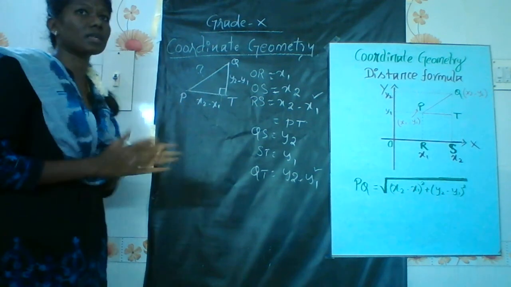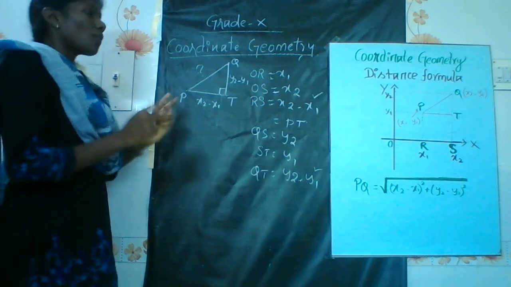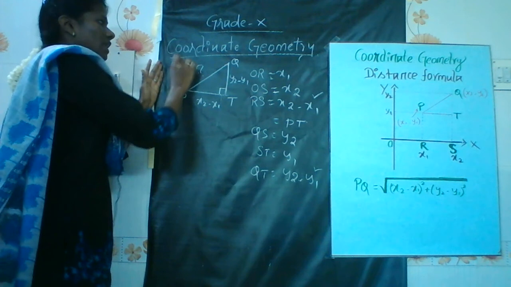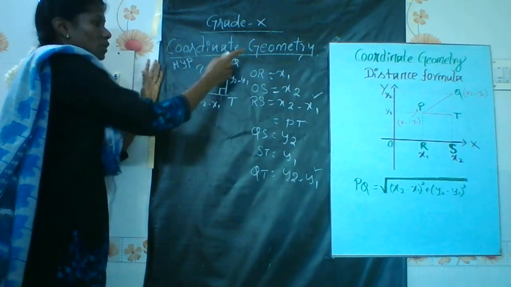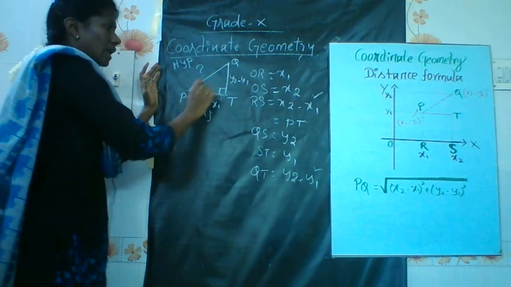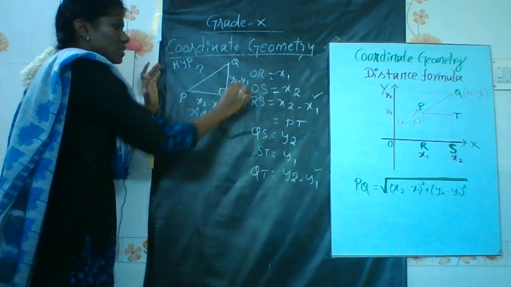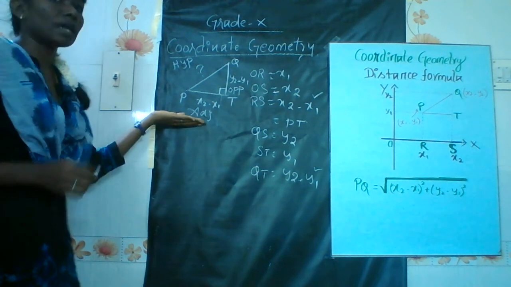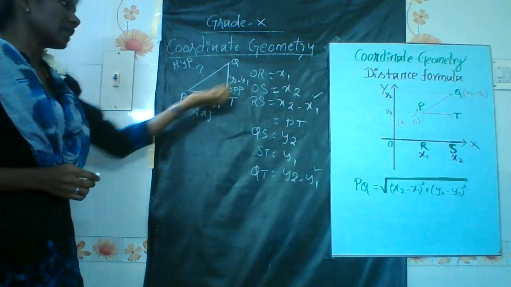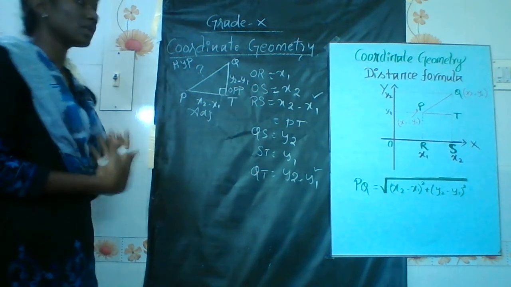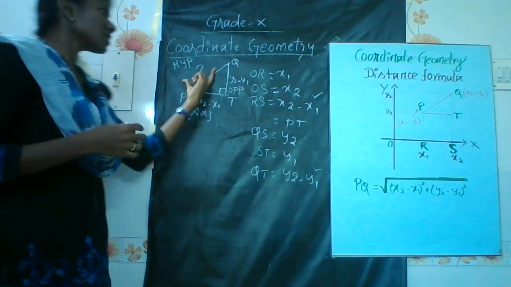Pythagoras theorem is about the hypotenuse square. The lengthy part is called the hypotenuse, the bottom line we call the adjacent, and this part we call the opposite. By using this Pythagoras theorem only, we are supposed to find this PQ.